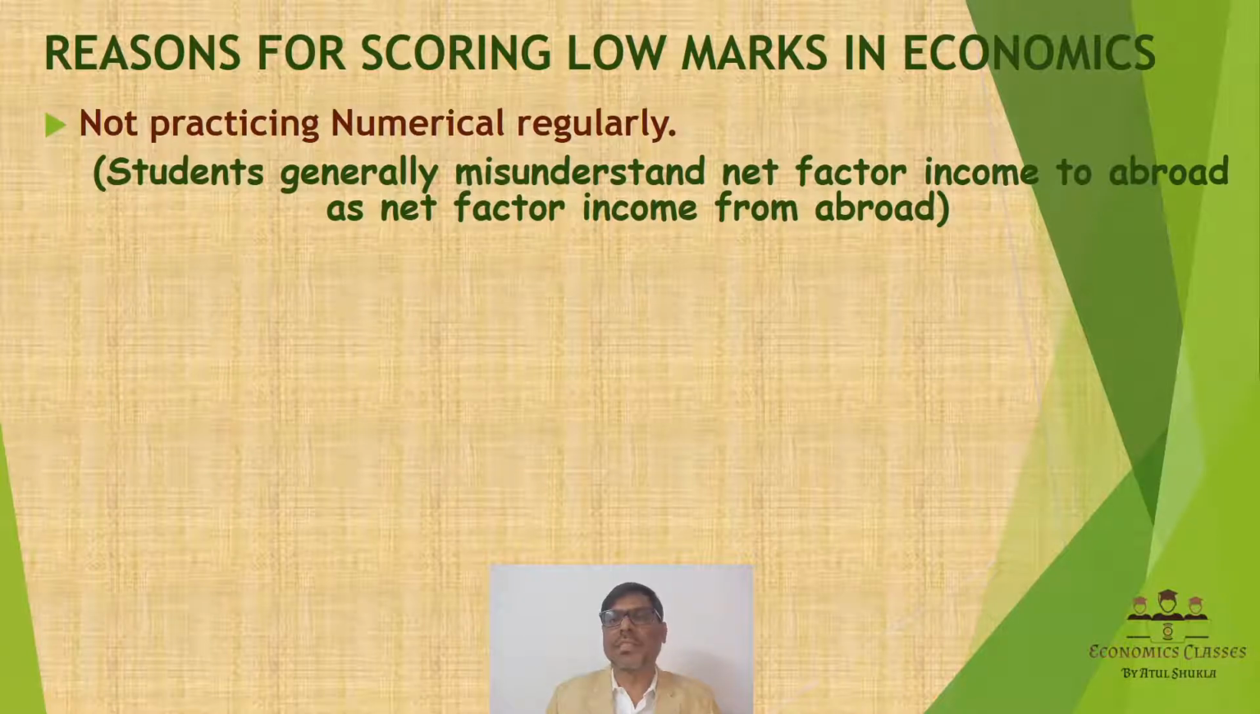See, students generally misunderstand net factor income to abroad as net factor income from abroad. In the numerical questions that come, rather than giving net factor income from abroad they give net factor income to abroad and students are confused. They think it is NFIA and they keep adding NFIA to the domestic income to find out national income. But if it is net factor income going out to abroad, it has to be subtracted, and that mistake happens because you do not practice the numerical regularly.